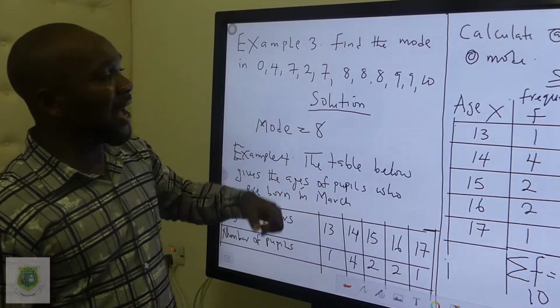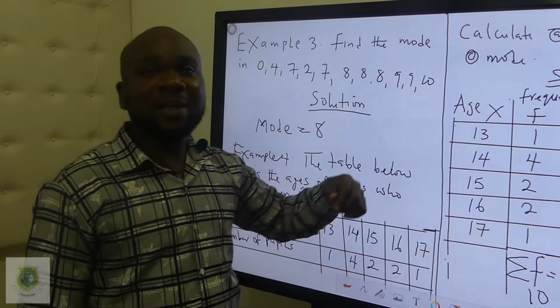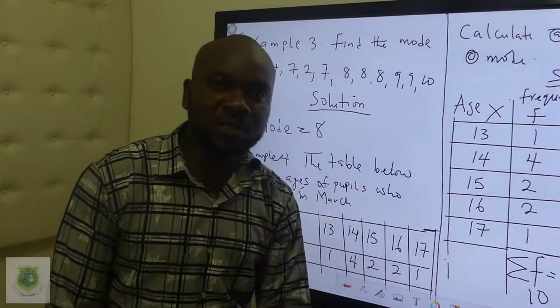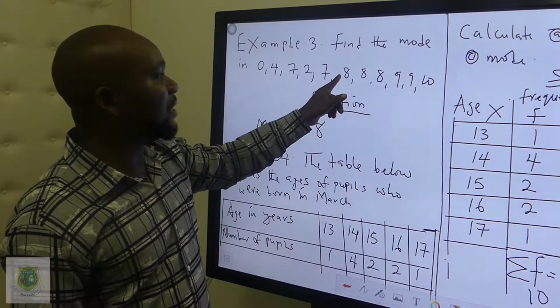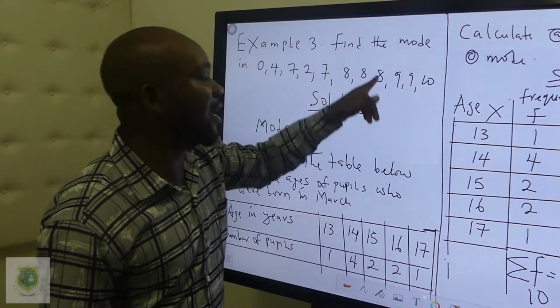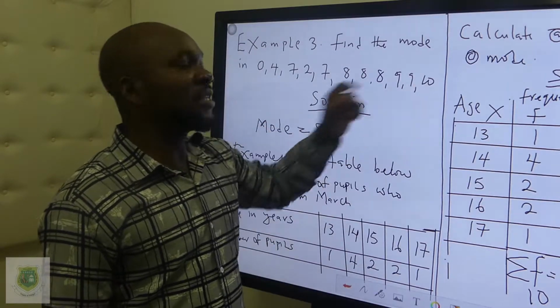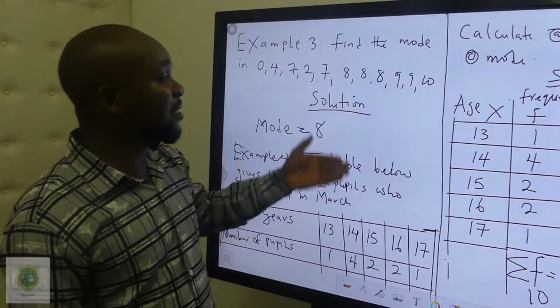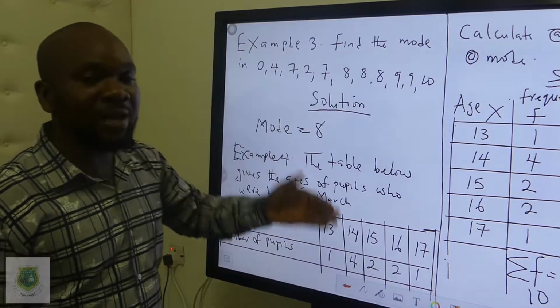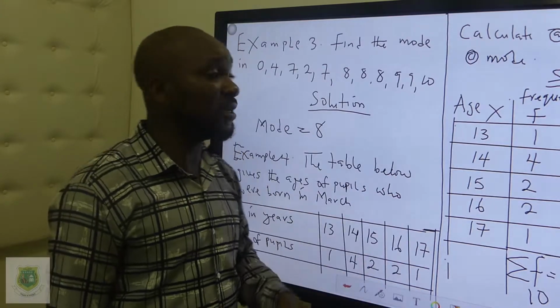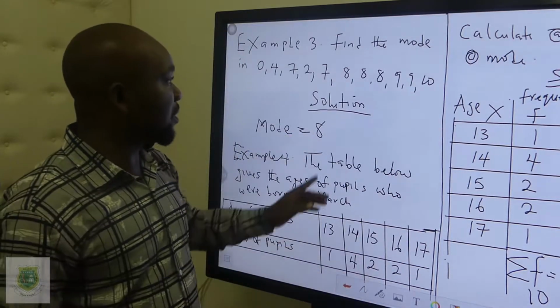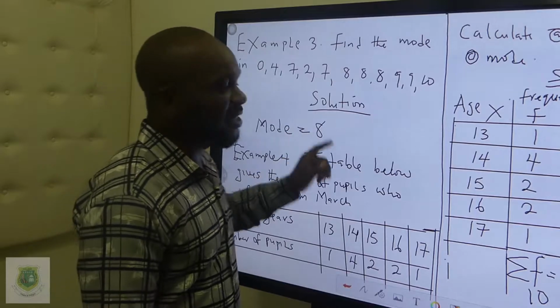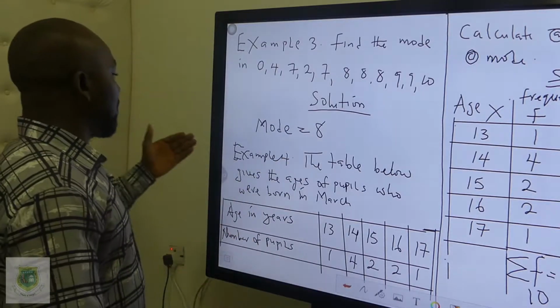I'm not talking about the highest number, but the number that occurs most. We have seen that 8 occurs 3 times, that is 8, 8, 8. It is not 10, because 10 is the highest number there, but this is not what we're talking about. We're talking about the number that has the highest frequency, the one that occurs most. 8, 8, 8. So 8 is our mode.